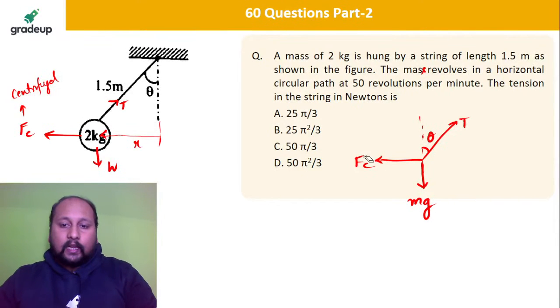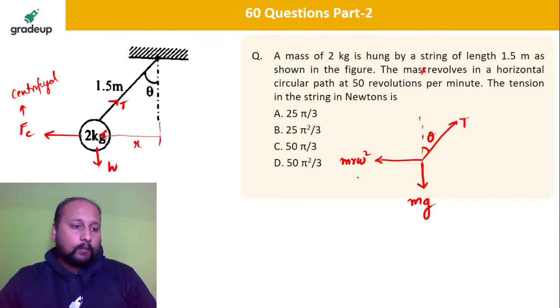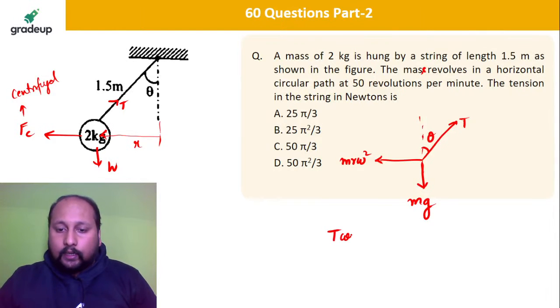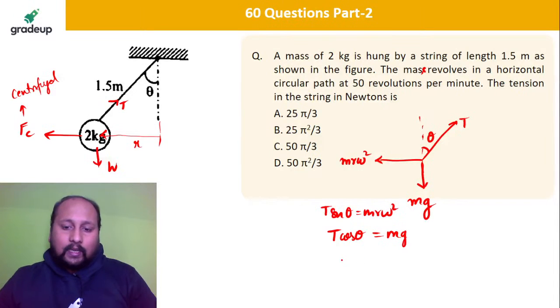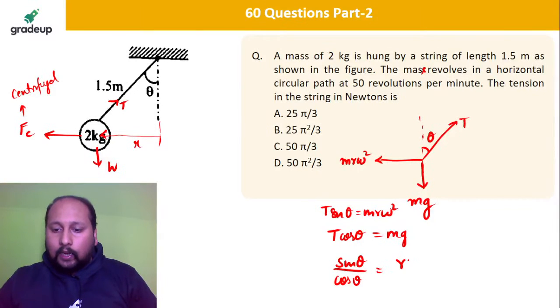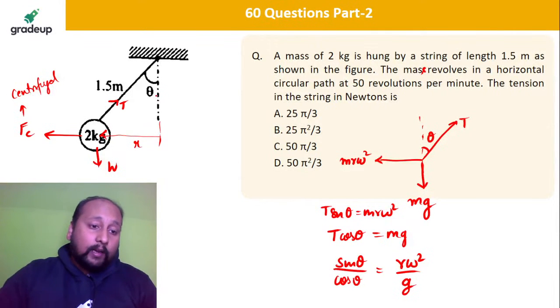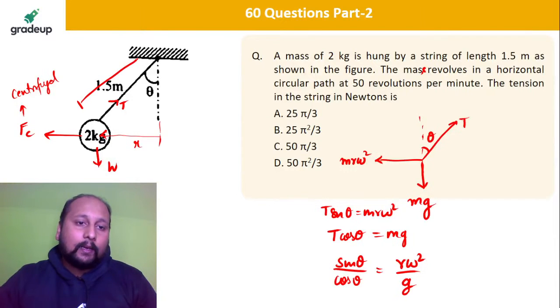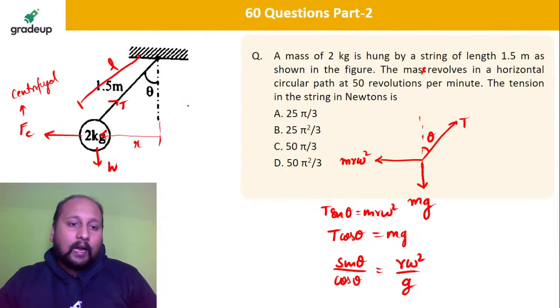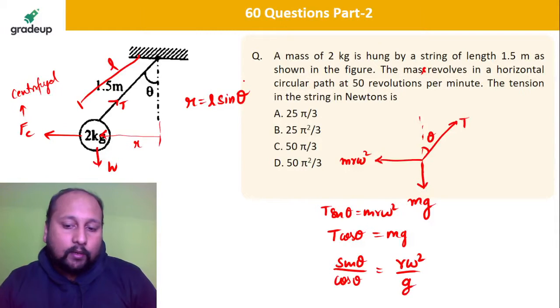Instead of Fc can I write it like this, m r omega square. So I can say T cos theta is equal to mg and T sine theta is equal to m r omega square. So from this can I say sine theta by cos theta is equal to r omega square by g. What we have to calculate? T, tension. I don't know the value of theta, but one thing I know is this is L. If this is L, this is R, can I say R is equal to L sine theta?